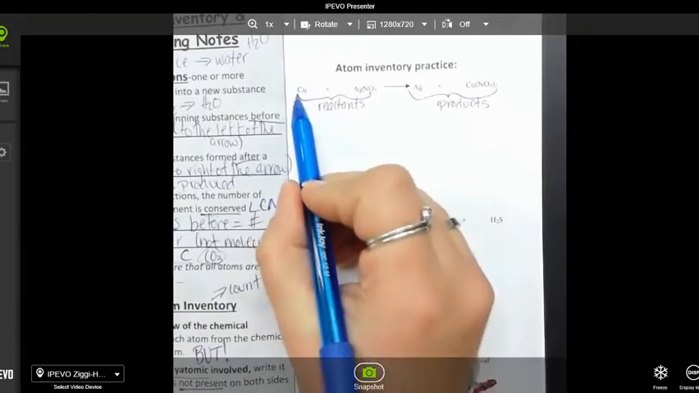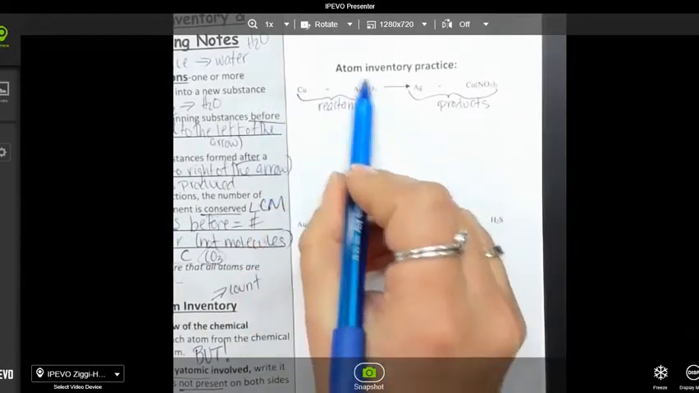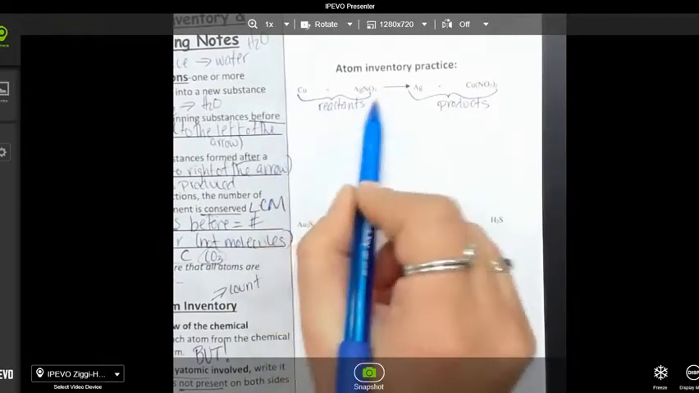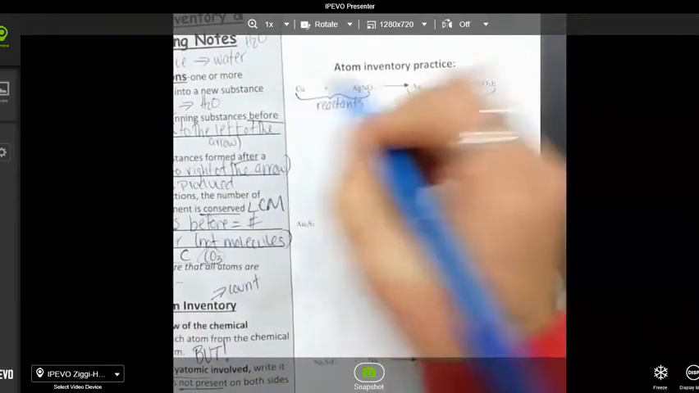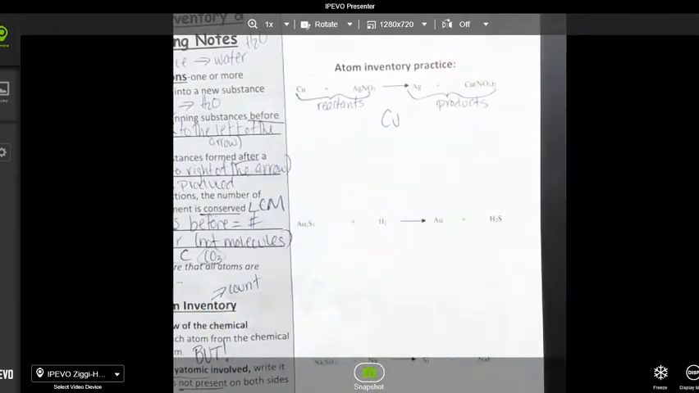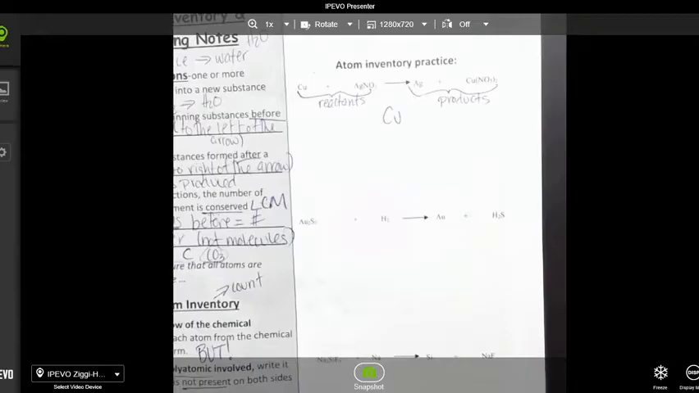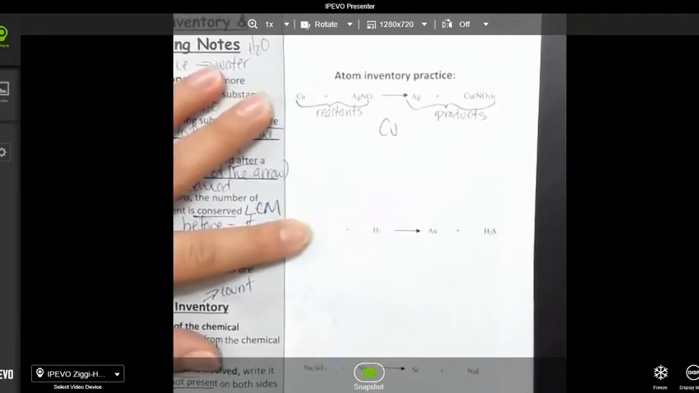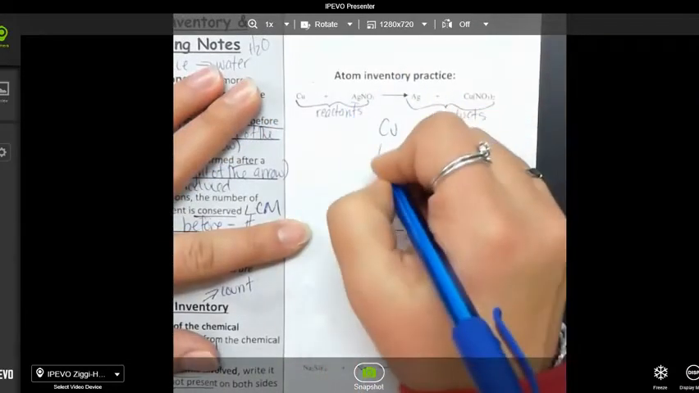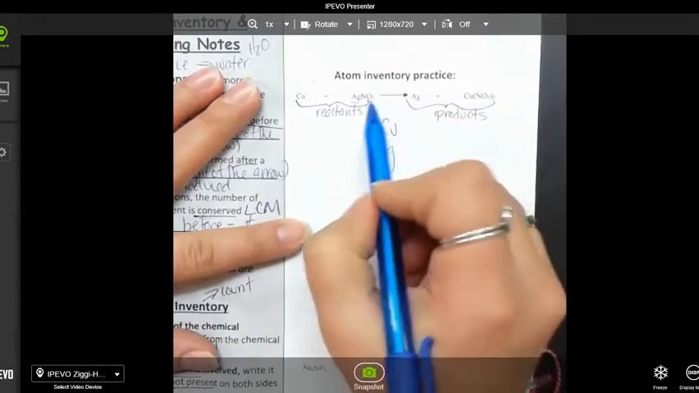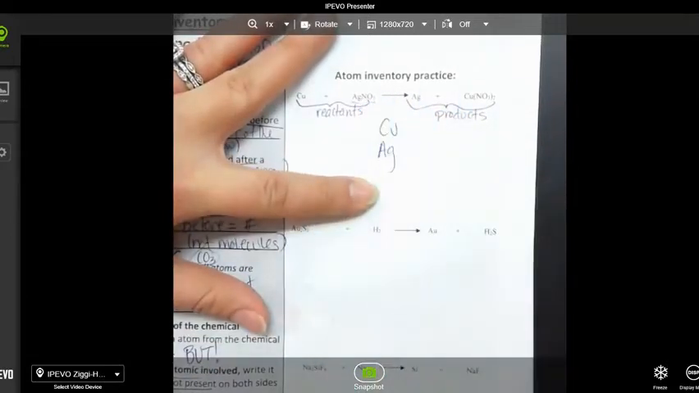Refocus. So the first atom, and what you want to do is you always want to start on the left side of the arrow and only count what you see on the left side. So first thing that we have is Cu. So under the arrow, I'm going to write my first atom, which is Cu. Next, we have Ag, silver. And then next, we come across a polyatomic, which is NO3.